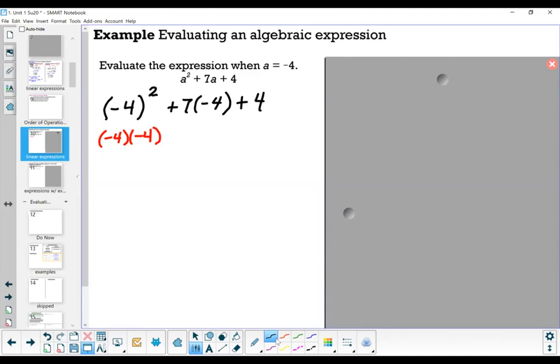So -4 times -4 is positive 16. Okay, next, plus, multiply 7 times -4, that's -28. I put that in parentheses because I have a negative number up against a plus sign. And I'm going to bring down the plus 4.